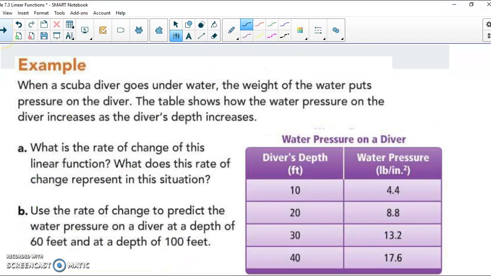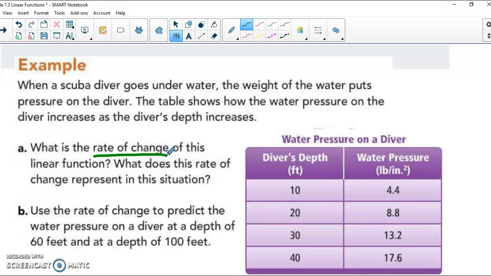So sometimes you will use a table to make predictions. So we have a scuba diver problem that's going to help us look at the relationship between the weight of the water on the diver compared to the depth that they have gone down in the water. So in this table, we're going to see that the water pressure on the diver increases as the diver's depth increases. So for part A, they want to know what is the rate of change.